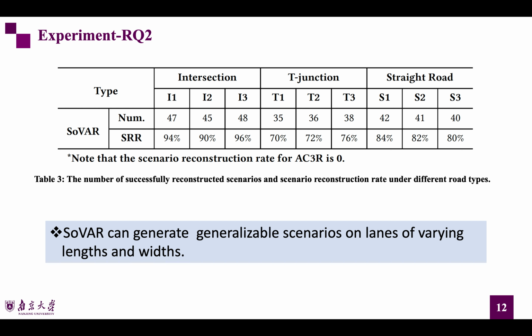For RQ2, Table 3 shows the number of successfully reconstructed scenarios and SRR metrics for different road types. The average SRR of accidents occurring at intersections, T-junctions, and straight roads are 93%, 72%, and 82% respectively. These results demonstrate that, in comparison to ASE3R, SoVAR is more capable of generating generalizable scenarios.